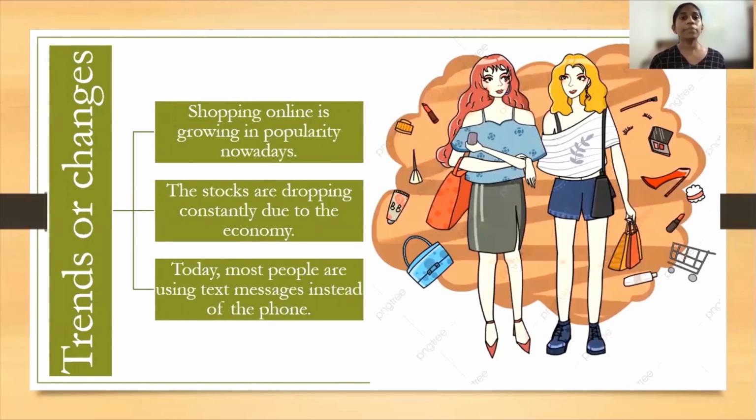And also, we studied that we can use this present continuous tense to describe trends or changes. Here are some examples. Shopping online is growing in popularity nowadays. Second example is the stocks are dropping constantly due to the economy. Third example is today most people are using text messages instead of the phone.